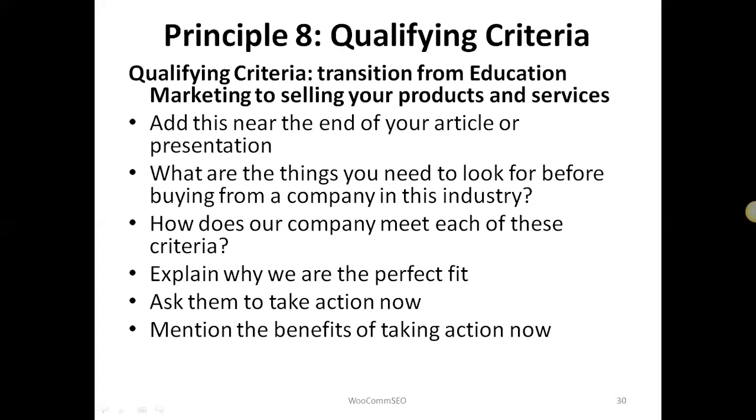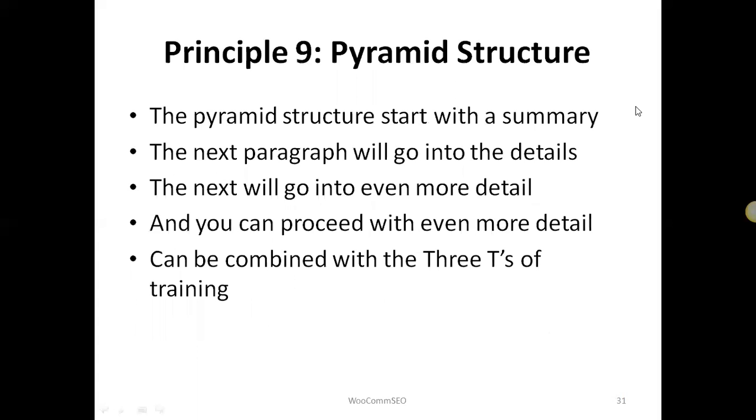So the purpose of the qualifying criteria is to transition from educating the clients to actually starting to sell your products and services. And you usually put the qualifying criteria near the end of your article or your presentation. So what are the things you need to look for? This is how you come up with the qualifying criteria. What are the things you need to look for before buying from a company in your industry? How does a company meet each of these criteria? And then you explain why we are the perfect fit. And then you ask them to take action now, and you mention the benefits of taking action now. So that is the qualifying criteria.